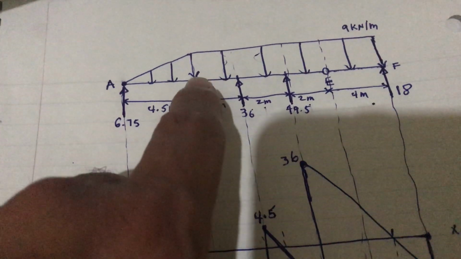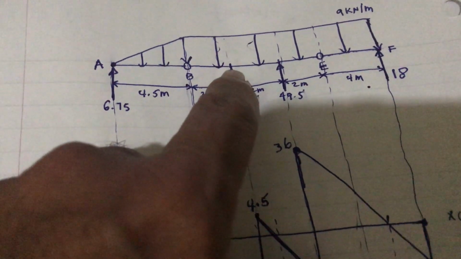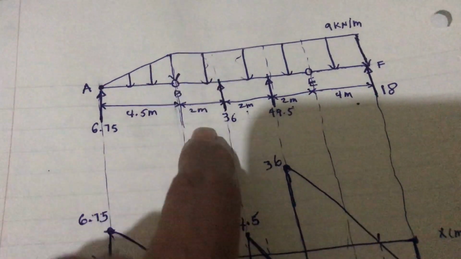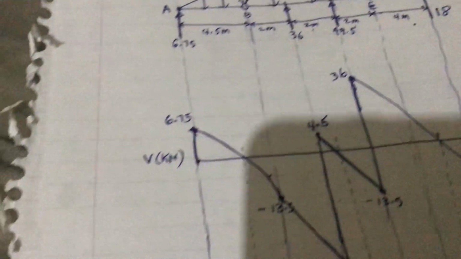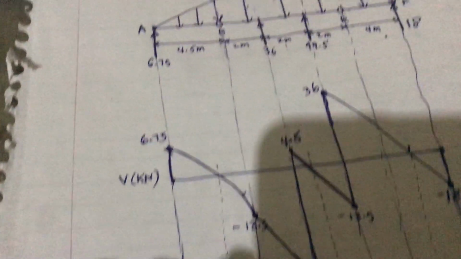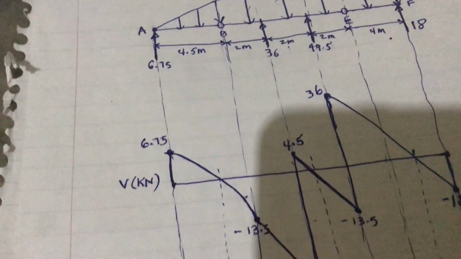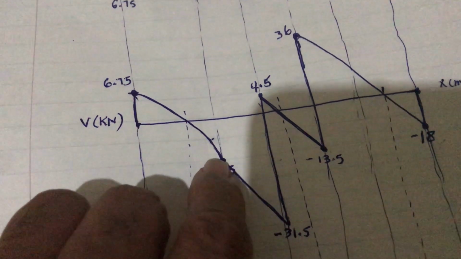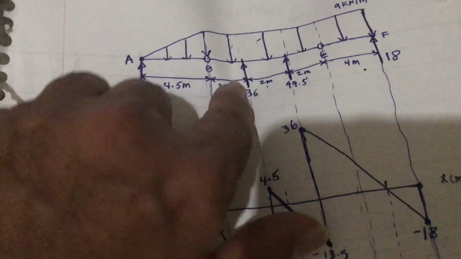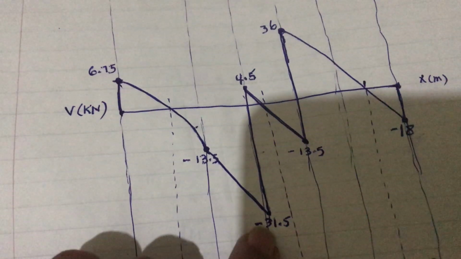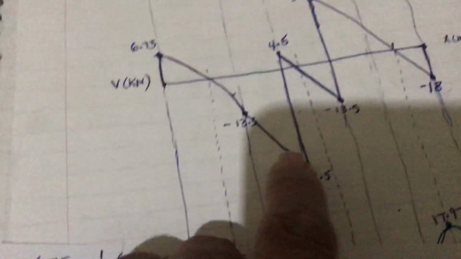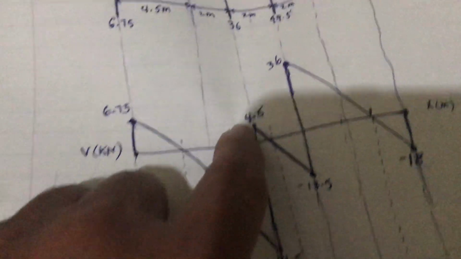So now you go from here to here. Okay? So you'll have what? 9 times 2, 18. So minus 13.5 minus 9 times 2, minus 31.5, and since this is uniform, you'll have linear, not concave down, minus 31.5. And now we have here 36 up. Look at this, 36 up. So you go minus 31.5 plus 36. This is going to give you 4.5. So you're going to go up 4.5.